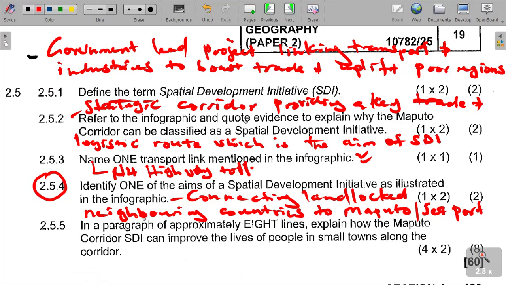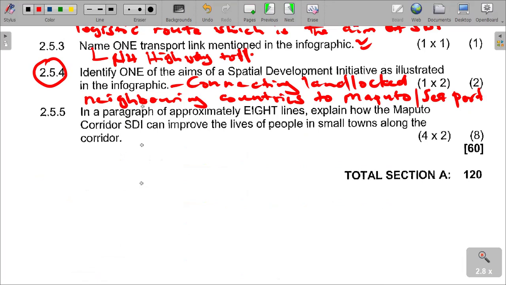And then the last part is saying, in 8 lines explain how the Maputo corridor can improve the lives of people in small towns along the corridor. It is also on the channel. Go to the channel, look at the link on SDI, Special Development Initiatives, and then go and look at this. There is a video on this.